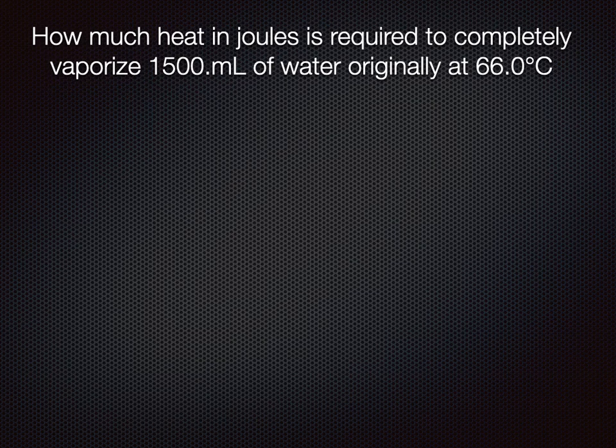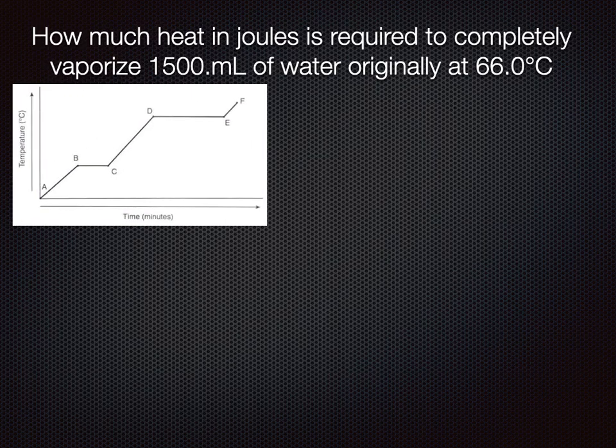Because if we were looking at a different scenario, where, for instance, it asks you how much heat in joules is required to completely vaporize 1,500 milliliters of water, originally at 66.0 degrees Celsius, now we have a different problem. If you look at this one, we're starting somewhere on that CD line, maybe slightly above halfway at 66 degrees Celsius between 0 and 100. And then when we're done, we want to completely vaporize, which means we want to move all the way over to E. And so you're touching two different parts on the curve, which means you have two separate calculations.